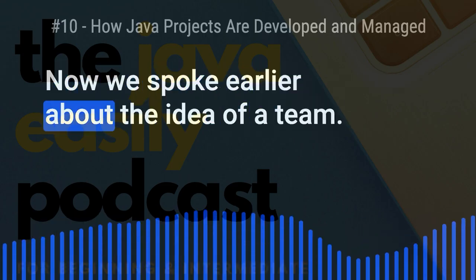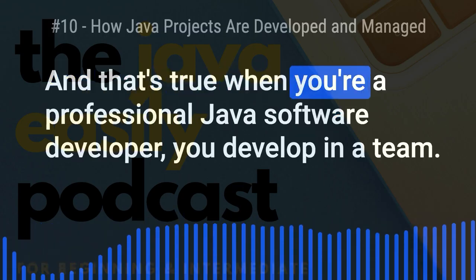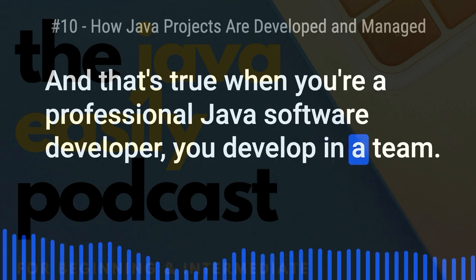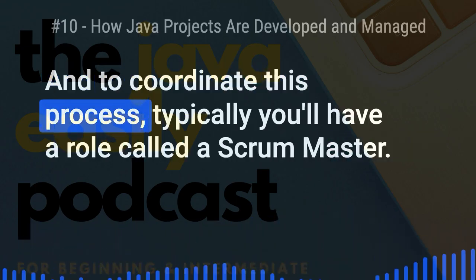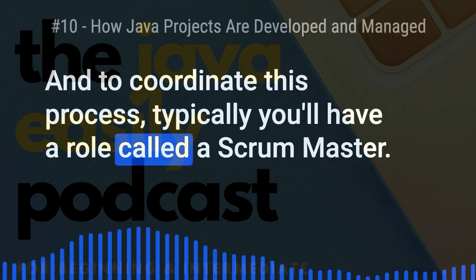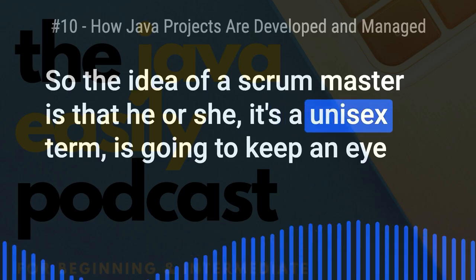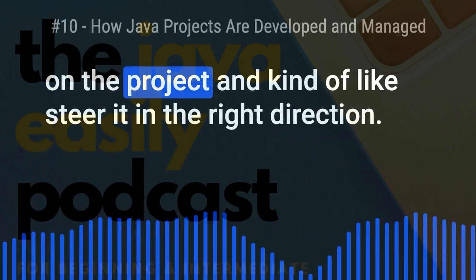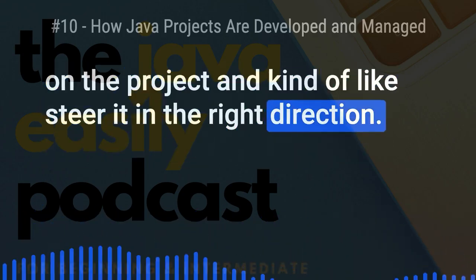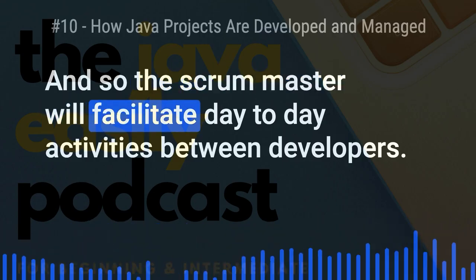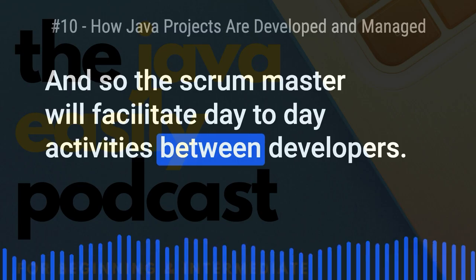Now, we spoke earlier about the idea of a team, and that's true when you're a professional Java software developer, you develop in a team. And to coordinate this process, typically you'll have a role called a Scrum Master. The idea of a Scrum Master is that he or she, it's a unisex term, is going to keep an eye on the project and steer it in the right direction. And so the Scrum Master will facilitate day-to-day activities between developers.